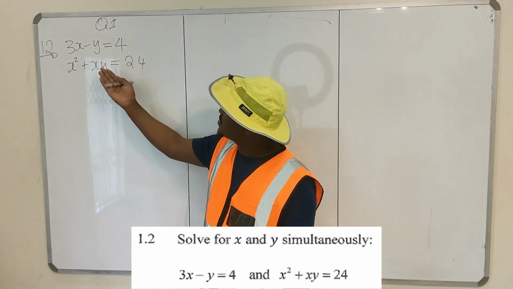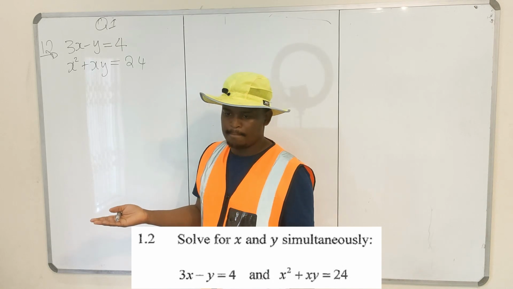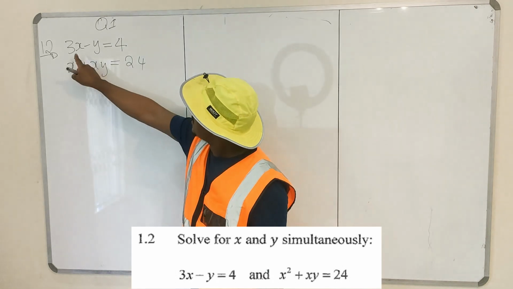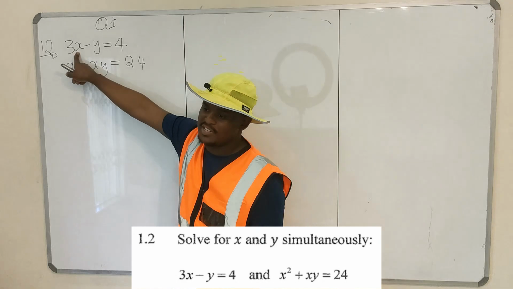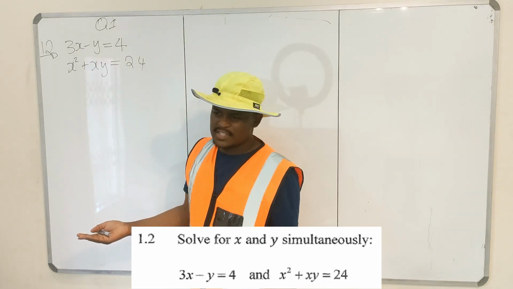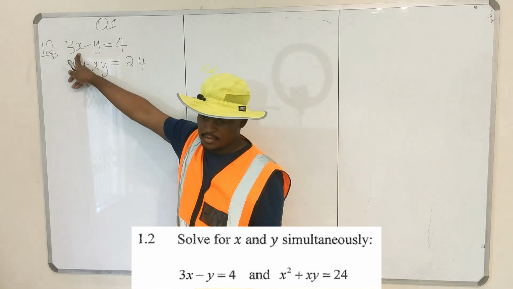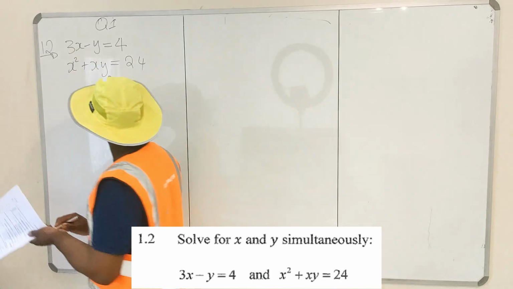So the one that looks simple, you solve for x or for y from. Look at your x there. You have a big coefficient of 3. And look at your y. Your y does not have that. Do you understand? So it's easier to solve for y than solving for x. Do you understand? Yes. Okay.